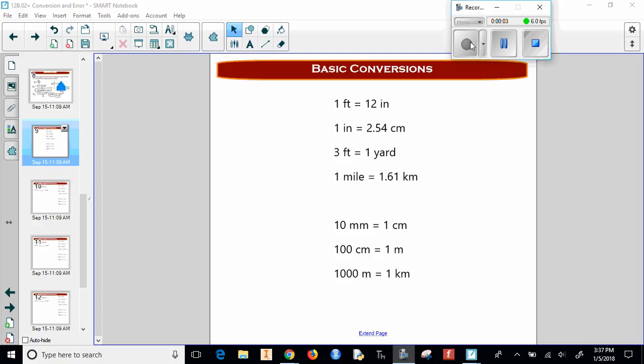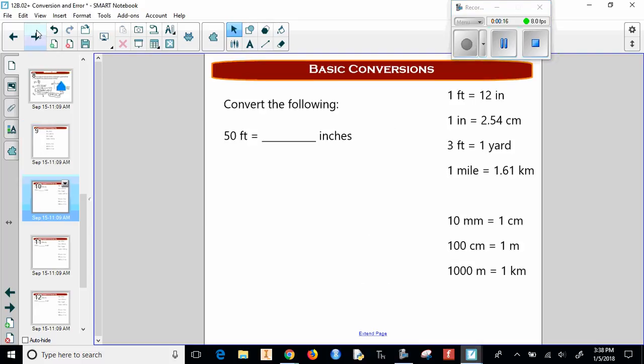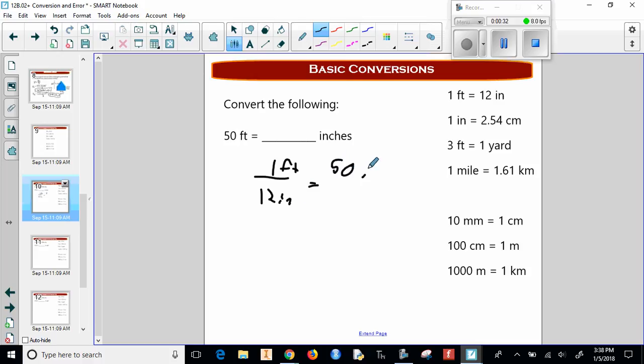Hello, today I'm going to go through some basic conversions in areas and volumes. To start off, in the notes I give you the basic conversions that are linear, and then we're going to see how this looks when we're dealing with areas and volumes. So if I have 50 feet and you want to figure out how many inches, well, we know 1 foot is 12 inches. So you can just set up the proportion, cross multiply and divide, and 50 times 12 is 600 inches. We're done.